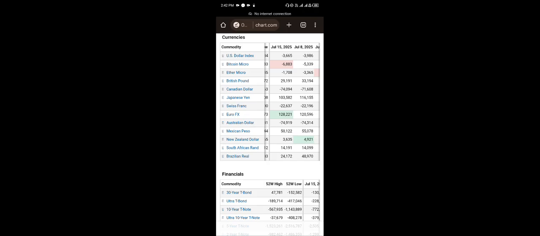like the large speculators, the market movers, increased their position from 120k to 128k. That's showing that they are long for buys on the euro. So they have increased their position on the euro.